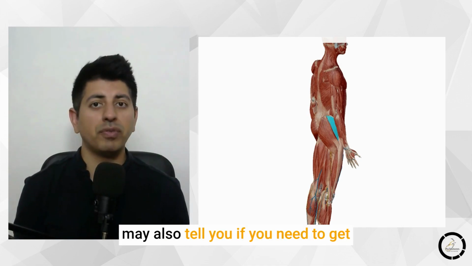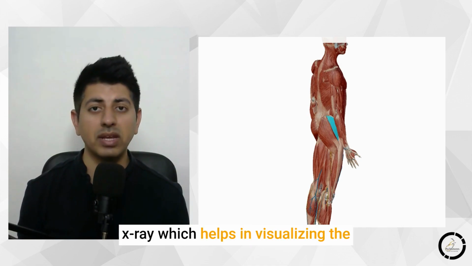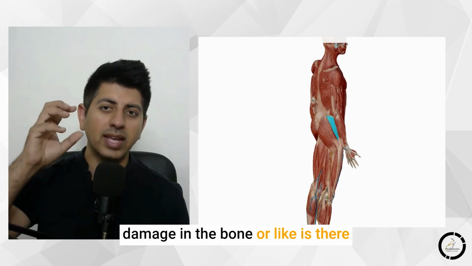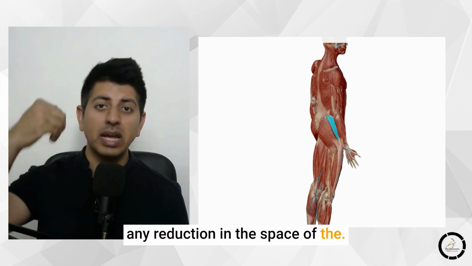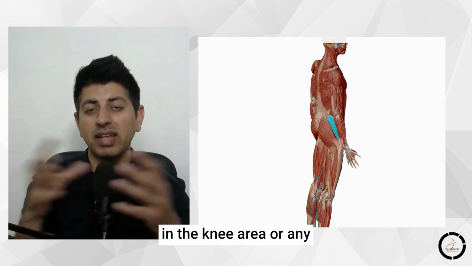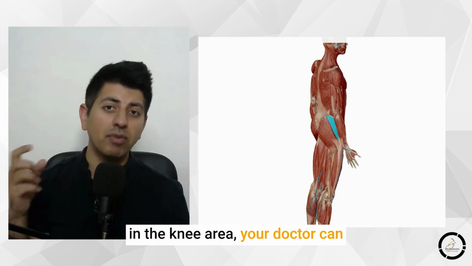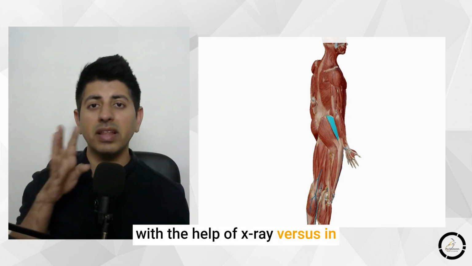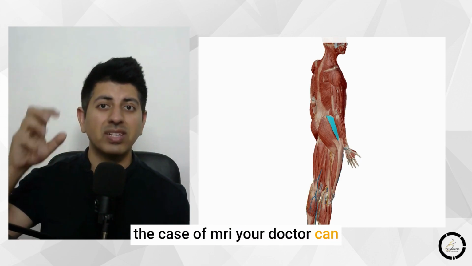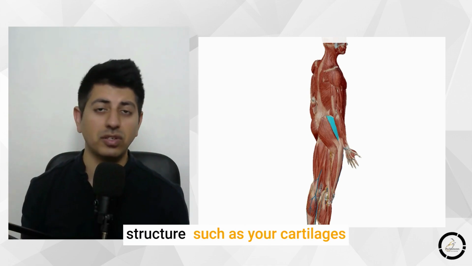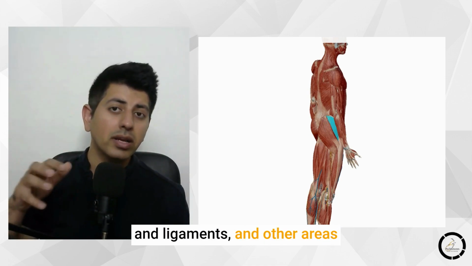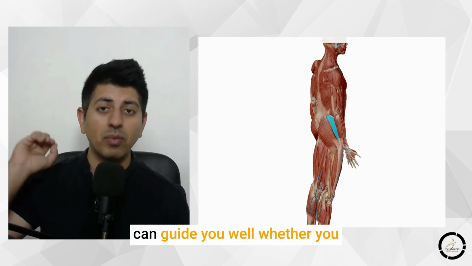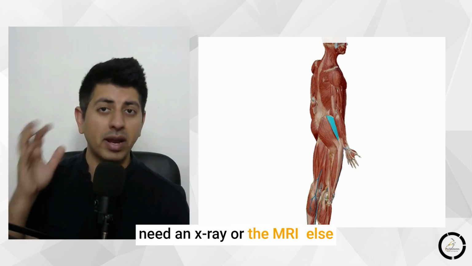Your doctor may also tell you if you need to get an X-ray, which helps in visualizing the bone structures, how much damage there is in the bone, or whether there is any reduction or any compromise happening in the knee area. The doctor can visualize the bony structures with the help of an X-ray, whereas in the case of an MRI, the doctor can also examine the soft tissue structures such as your cartilage, your ligaments, and other areas which are under stress. But again, your doctor or therapist can guide you on whether you need an X-ray or an MRI.